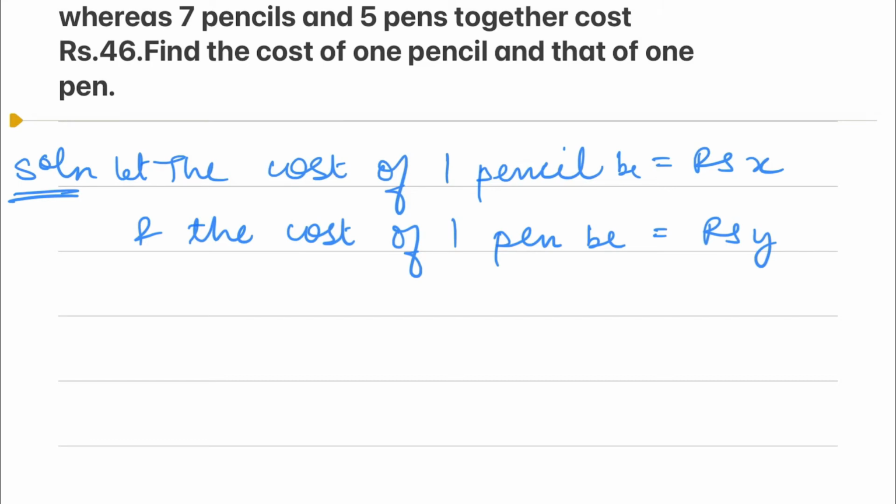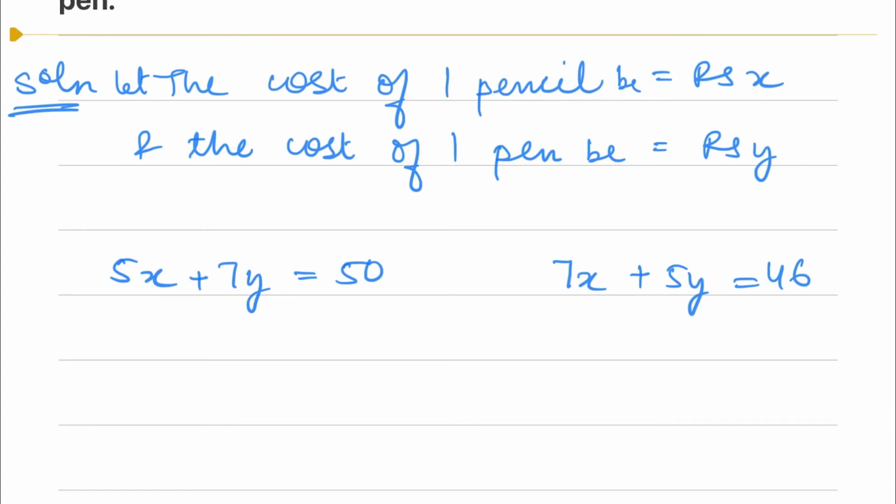Now let's make the equations. They say 5 pencils, so 5 pencils will be 5x and 7 pens will be 7y. They are costing together 50. And in the second situation we have 7 pencils, so 7x, and 5 pens, plus 5y, costing 46. So we have represented the situation algebraically. Now let's find out the coordinates to find the solution graphically. So now here 7y is equal to 50 minus 5x.